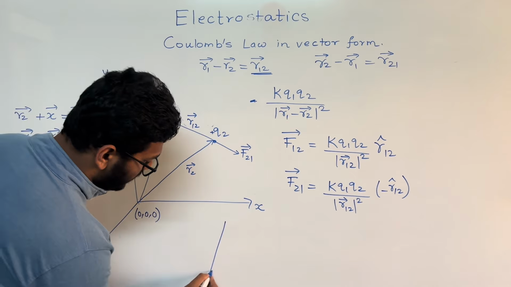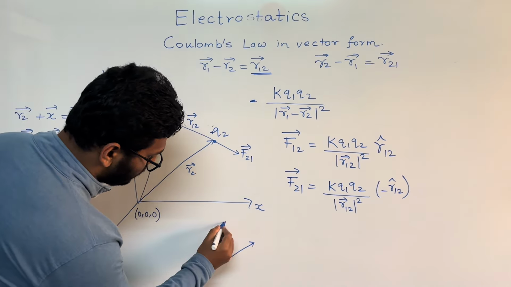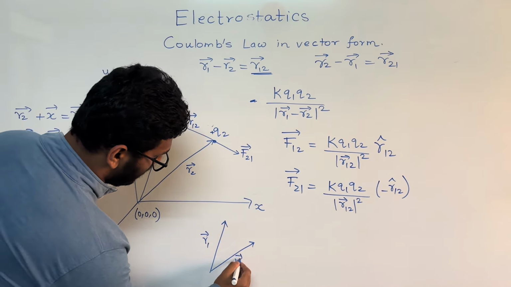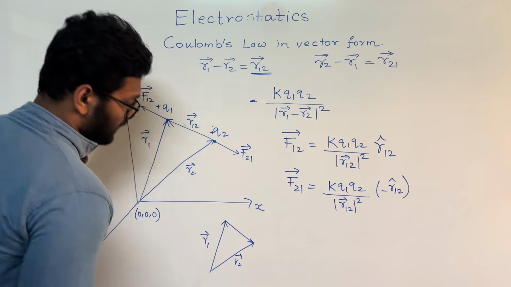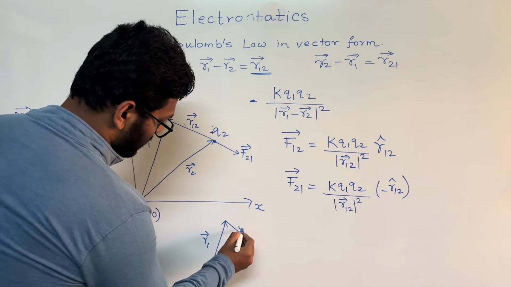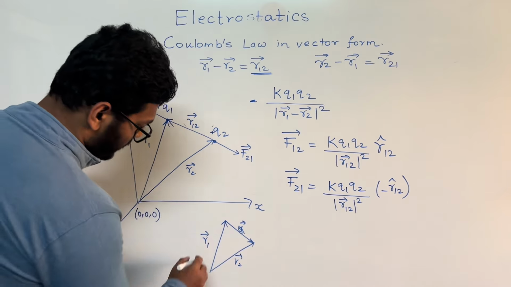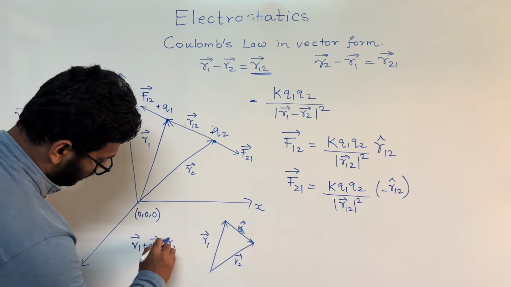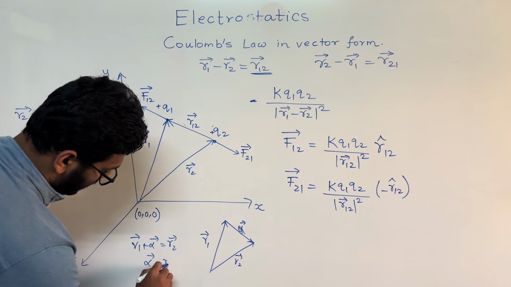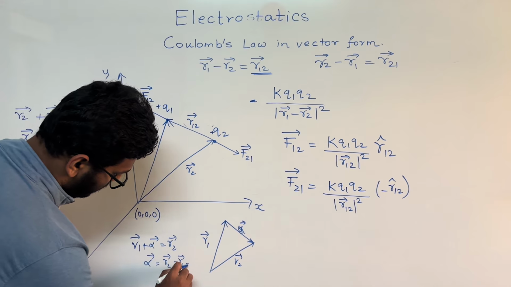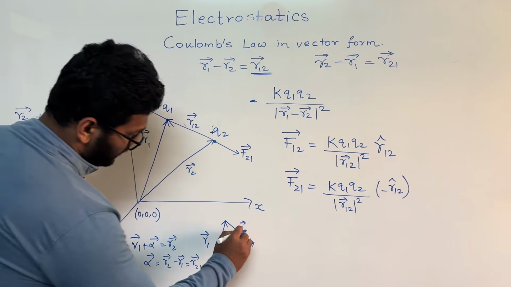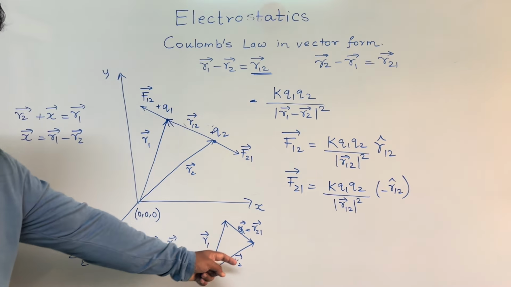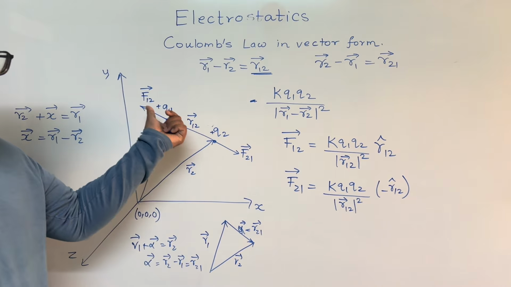I will redraw it here so that you can understand, otherwise you will get confused. So this is R1 bar and this is R2 bar. If you want to find this vector, let's call it alpha bar. So R1 bar plus alpha bar is equal to R2 bar. So alpha bar is equal to R2 bar minus R1 bar, which is R21 bar, correct?